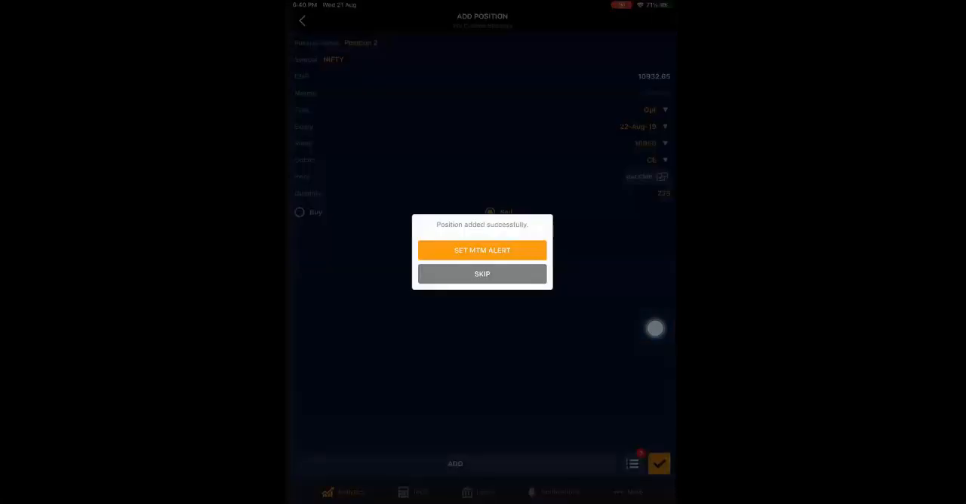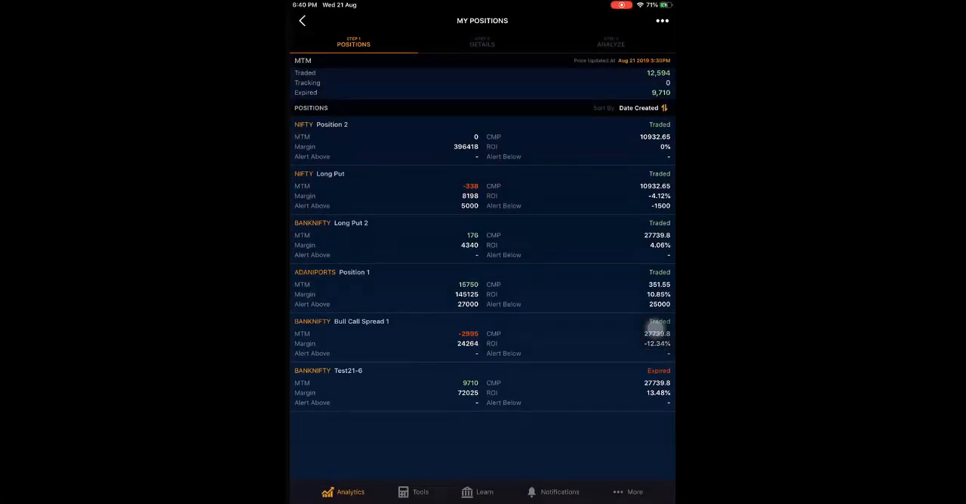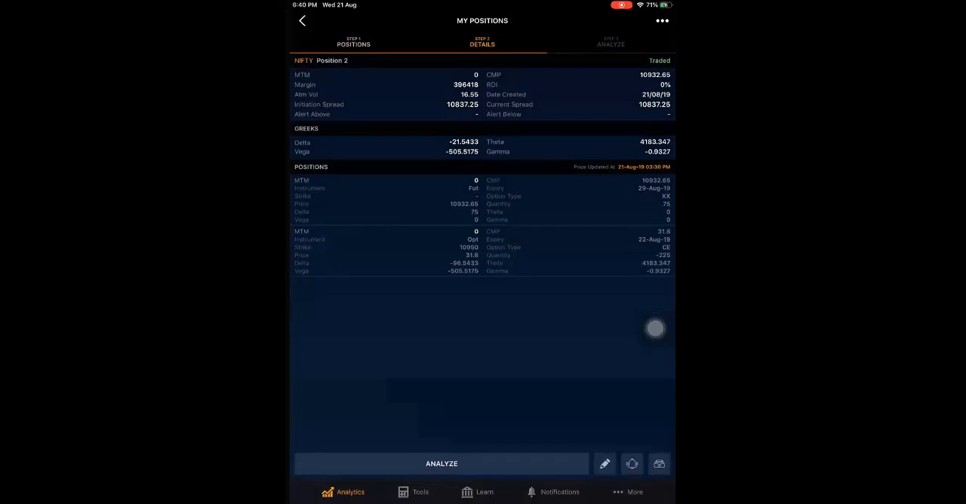So do you want to set MTM alert or you want to skip? Say I want to skip. Now I'll go here and I know what is the Greeks. So despite I have been a long future, but my combined position is more tilted towards the negative side. So this will tell you what is the Greek of your position, how much theta.